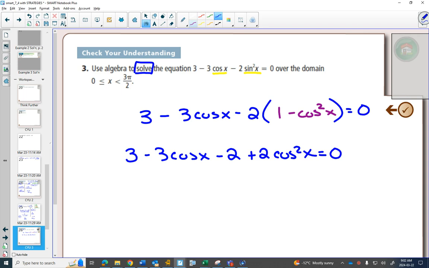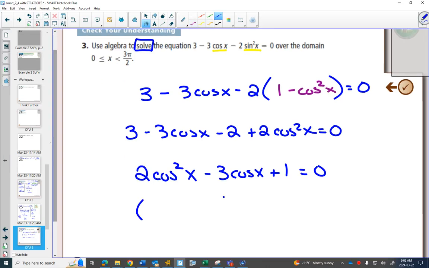And I have some like terms, and I see that it's quadratic. So with quadratic equations, we like to write our term with the squared first, then minus 3 cos x, and then 3 minus 2 would be plus 1. And at this point, we have to decide, are we going to use our quadratic formula, or can we factor? If we can factor, that's always the fastest. So I'm going to look at this and see, can we factor? If we could factor, it would have to be 2 cos x and cos x as the only option to get 2 cos squared x.